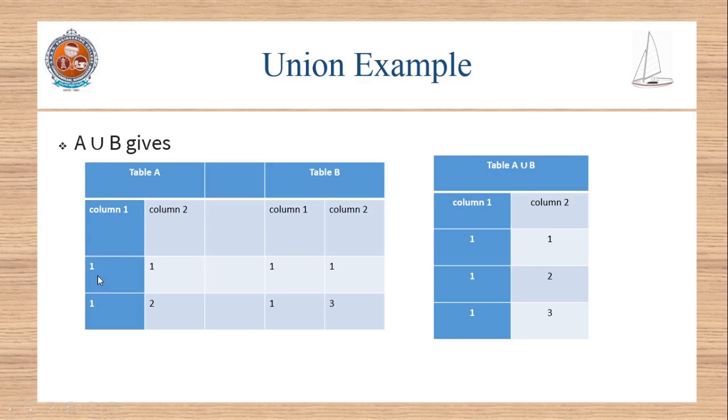See here, the first tuple in table A and the first tuple in table B are repeating. It means they are duplicates. So only one such tuple is present in the output and the other one is eliminated from the output. The second tuple is the second tuple in table A and the third tuple is the second tuple in table B.